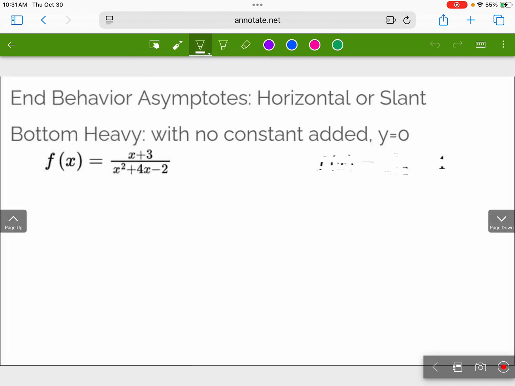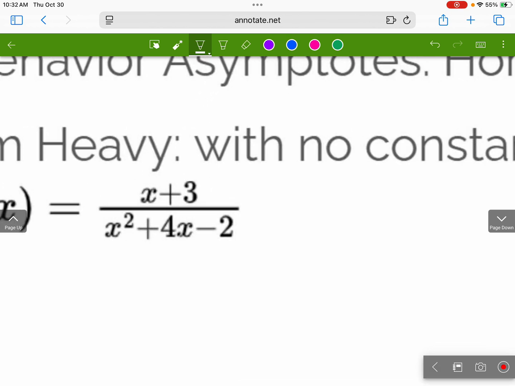So when we have one like this, where f of x equals x plus 3 over x squared plus 4x minus 2, we're given this function here. In our numerator, our degree is 1. In our denominator, our degree is 2. So we definitely have a higher degree in the denominator. Remember, if we have a higher degree in the denominator, it's always going to be at y equals 0.